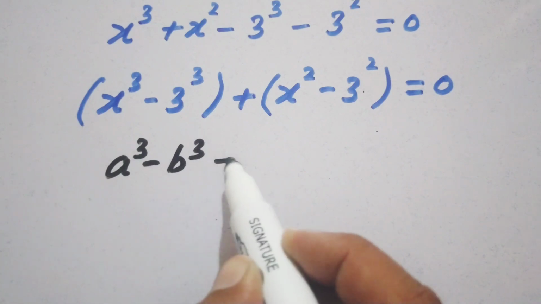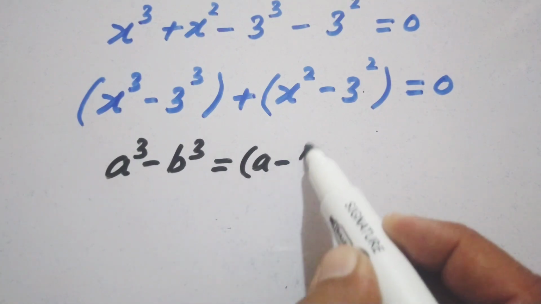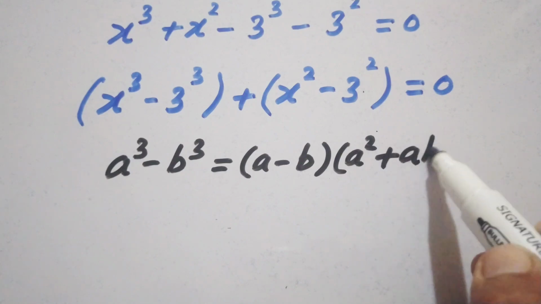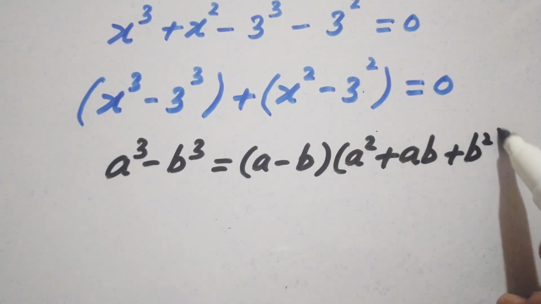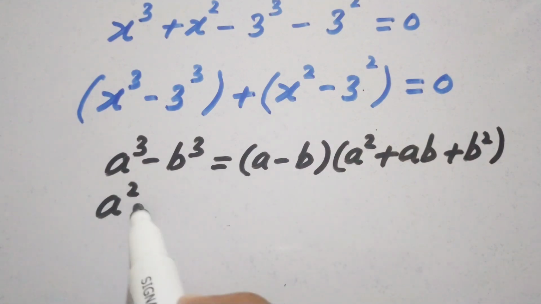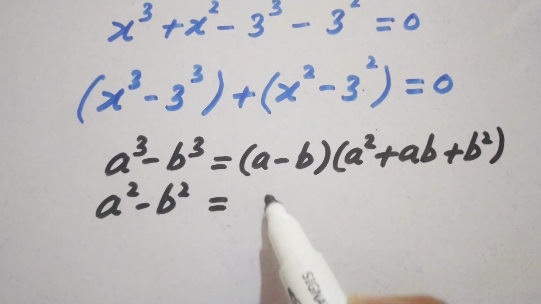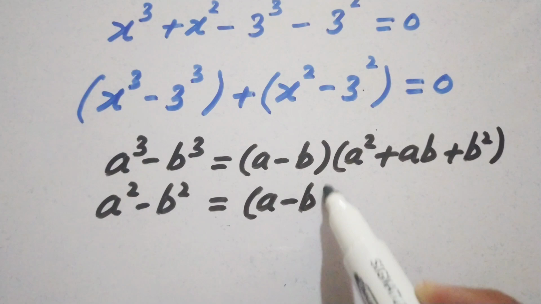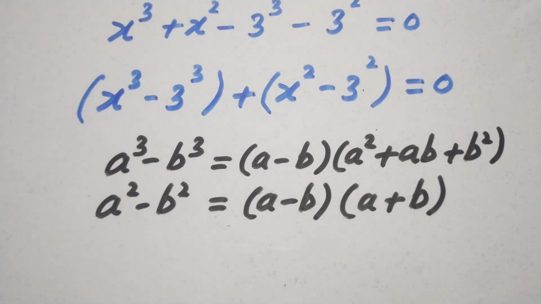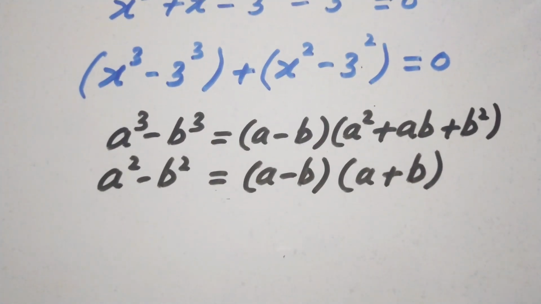Now we will apply algebraic identities here. If we have a cube minus b cube, this is equal to a minus b into a squared plus ab plus b squared. Another algebraic identity: if we have a squared minus b squared, this is equal to a minus b into a plus b. Using these algebraic identities, the above equation will become as follows.